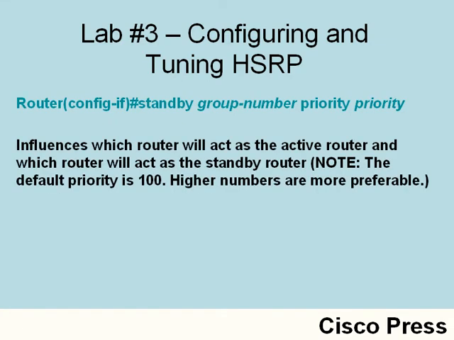Standby, followed by that same group number, followed by the keyword priority, followed by a number. By default, these routers have a default priority of 100. So if I want to influence router R1 to become the active router, I can use this command to say that it has a priority that is greater than 100. Let's now go out to the router interface and set this up.